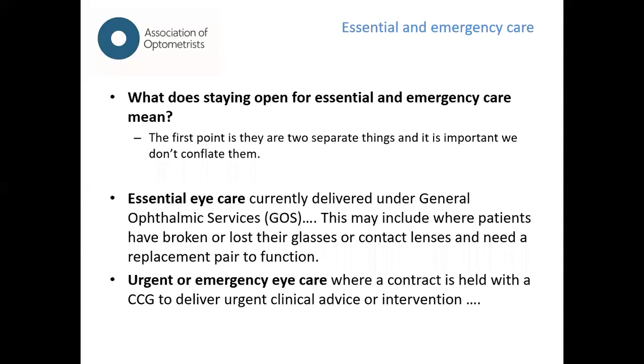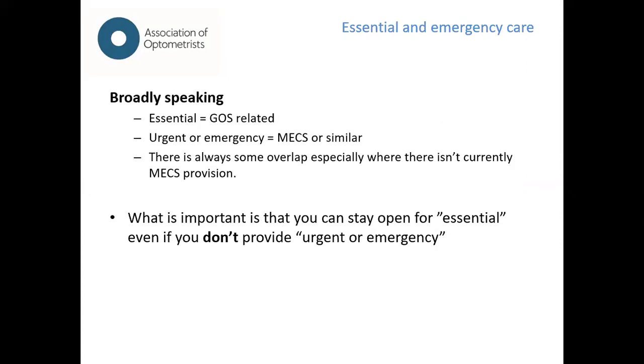Essential care, this is a brief bit taken from the NHS letter, is currently delivered under general ophthalmic services and may include patients who've broken or lost their glasses or contact lenses and need a replacement pair to function. Urgent care is where you've got a contract with the CCG, probably at the moment, to deliver urgent clinical advice or intervention, so much more along the MECS sort of route, although not necessarily exactly. Broadly speaking, essential is GOS related, urgent or emergency is MECS or similar. Obviously there's always some overlap, and we know that is difficult to separate in normal times. There will probably be a little bit of overlap, maybe quite a bit of overlap. But generally that's how we're splitting them down.